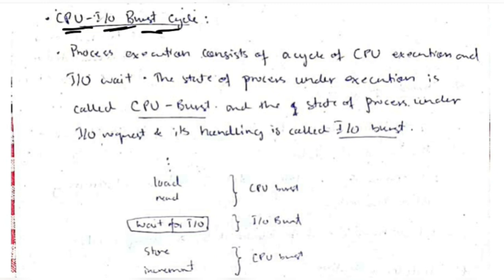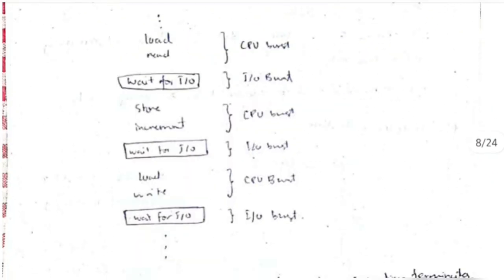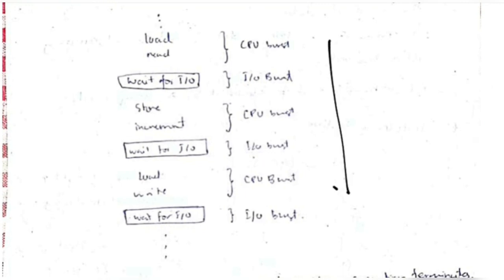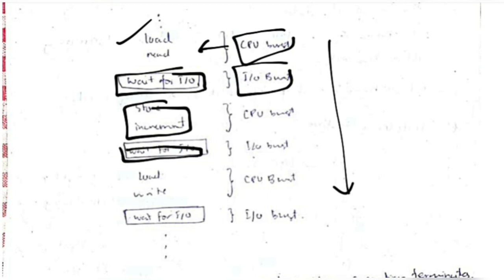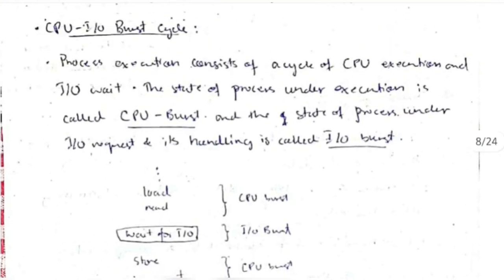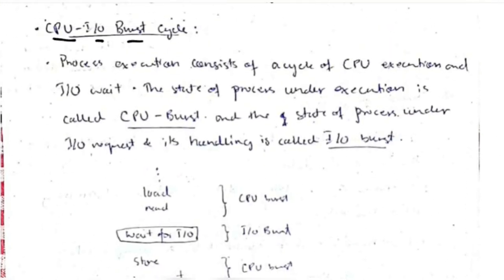CPU IO burst cycle. What do you mean by CPU IO burst cycle? In CPU IO burst cycle, the whole process is divided into the CPU part and the IO part. So suppose that load and read operation will be performed by CPU. Next is to wait for the input output, then to store the information, then wait for the input output, and then write the information. And this goes on until the last process to terminate the program, that will be done by the CPU. Okay, so this cycle is known as CPU IO burst cycle.